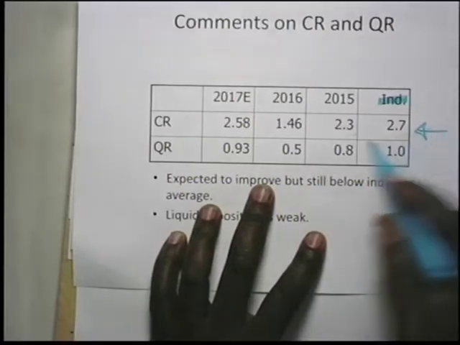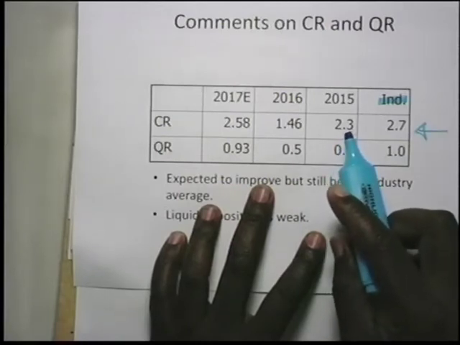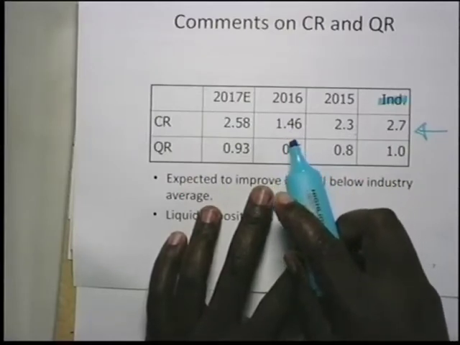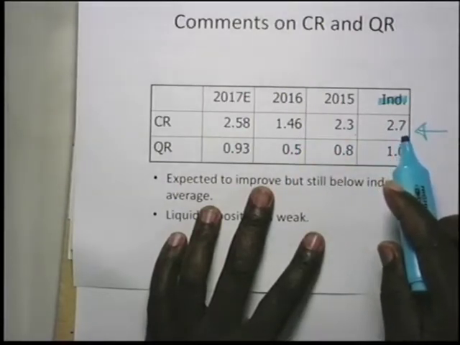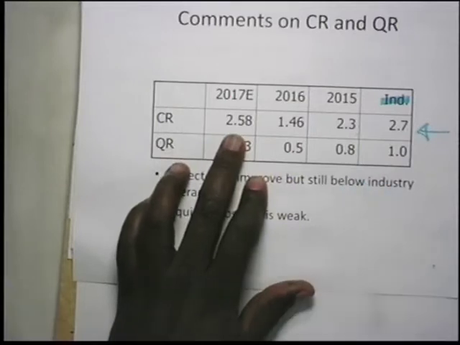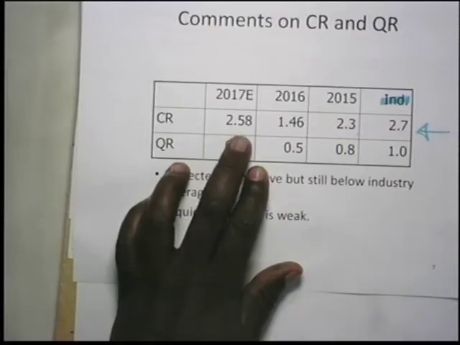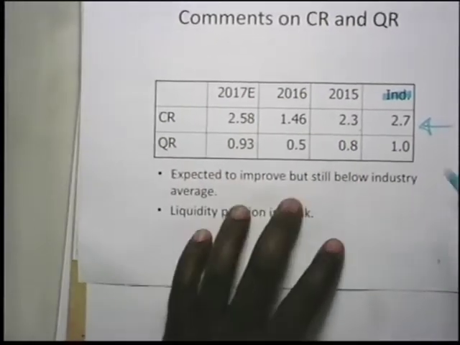In 2015, we were below industry average, which is not a healthy situation. In 2016, our situation worsened. We went down to 1.46 compared to the industry average of 2.7. In 2017, the one that we just calculated, we got 2.58. So it's a bit better because our target should be to be somewhere closer to the industry average current ratio. Then when you look at quick ratio, what is the industry one?